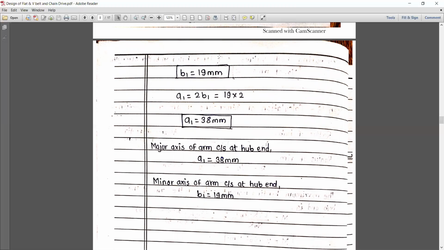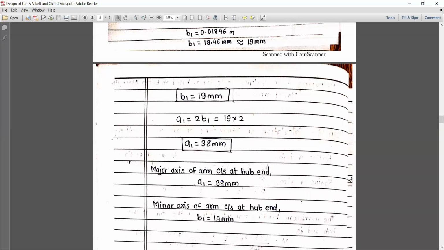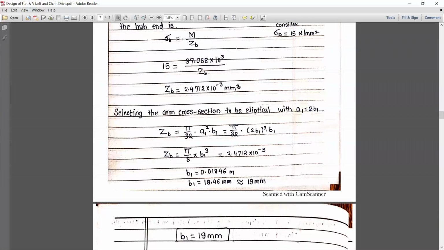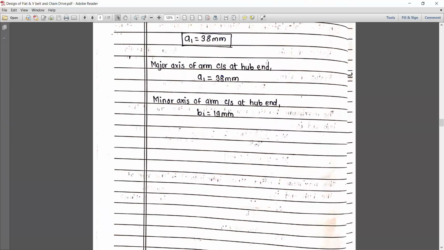This way you can calculate the parameters of a flat belt drive, as well as design a pulley. Normally the pulleys are designed for maximum bending stress. As the number of arms increases, there is less chance of failure due to bending stress.